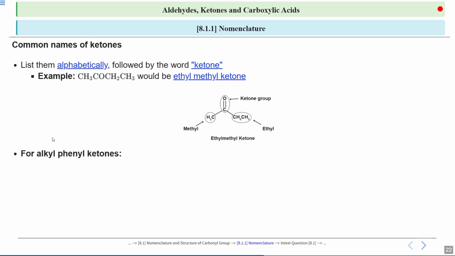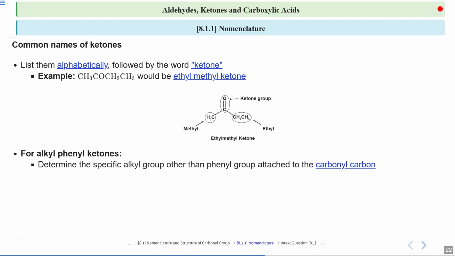Now if I talk about alkyl phenyl ketones, okay. In case of alkyl phenyl ketones, on one side you have an alkyl group and on other side you have a phenyl group. So you determine the specific alkyl group other than the phenyl group which is attached to the carbonyl carbon. So you will determine the specific alkyl group and add the name of acyl group as prefix to the word phenone. Okay. So then you will write the name of acyl group as a prefix and then you will put the word phenone. This is how you name alkyl phenyl ketones.